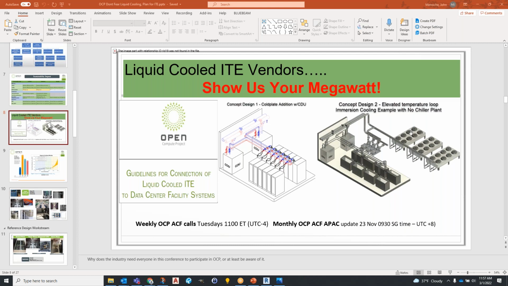Who would I send the show us your megawatt concept to? You can send it to myself, John Minash at Vertiv, or john.minash at ocproject.org. Maybe if you put your email address in the chat. Yeah, can do.